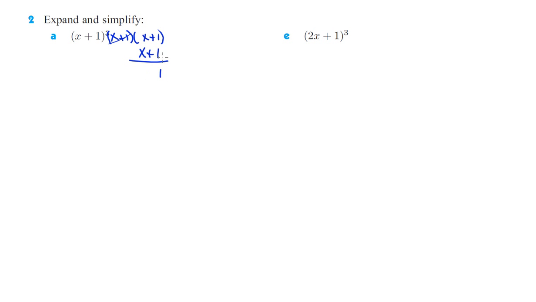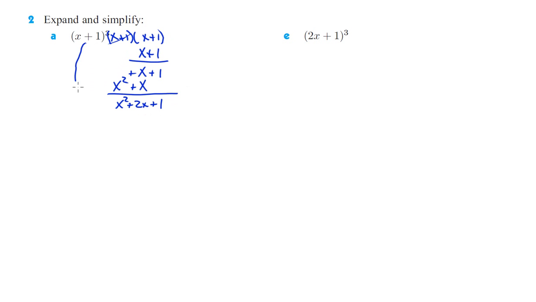1 times 1 is 1. 1 times x is x. X times 1 is another x, so I'll put that underneath the other x's over here. X times x is x squared. Okay, so that adds up to 1. X and x is 2x, and then we have an x squared. So that's what x plus 1 squared equals, but we want to know what x plus 1 cubed equals.